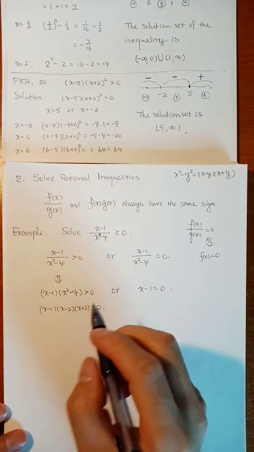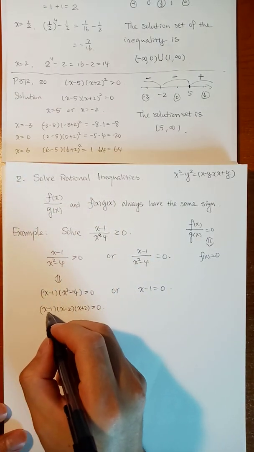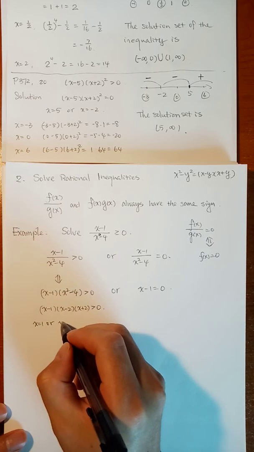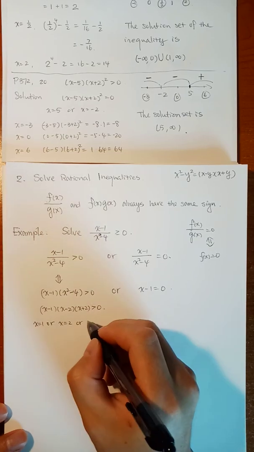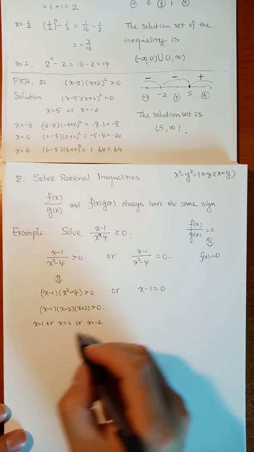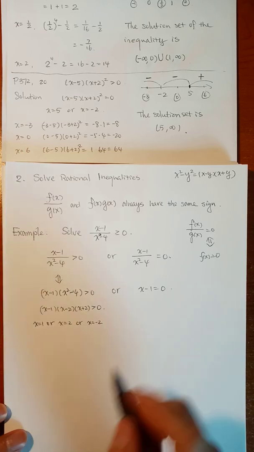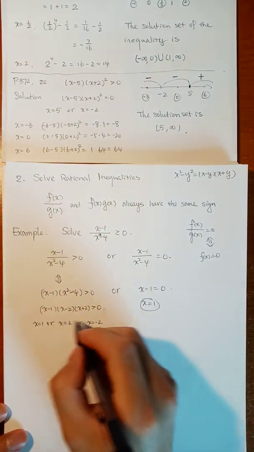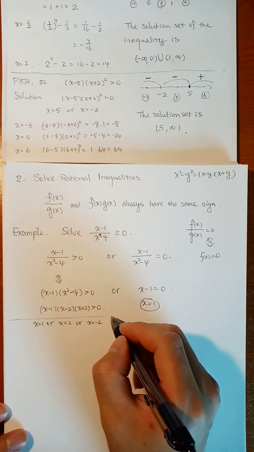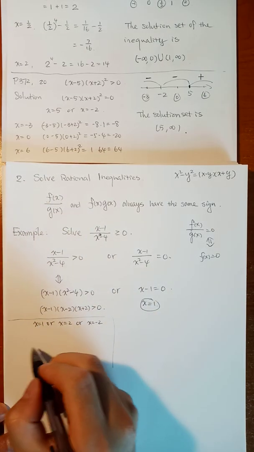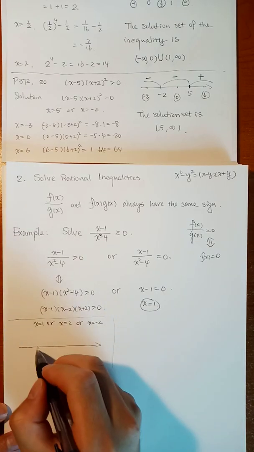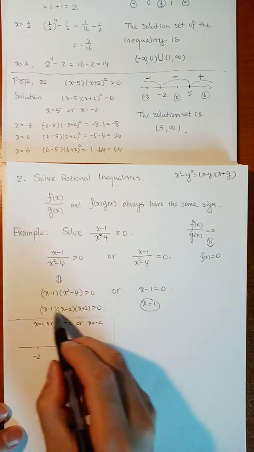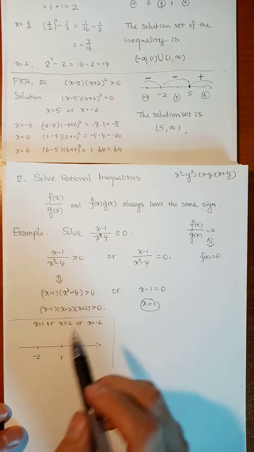And then you find the zeros. Remember, you need the solution. So x minus 1 is 0, x is 1, or x minus 2 is 0, x is 2, or x plus 2 is 0, x is negative 2. So you have 3 zeros. But this is part of our process. We're not done. And then let's check negative 2, 1, and 2. We have 3 zeros for this polynomial inequality.